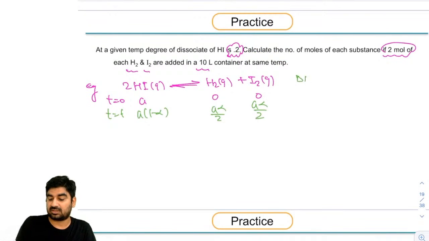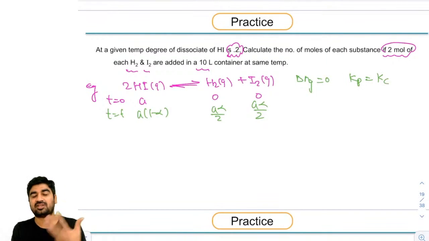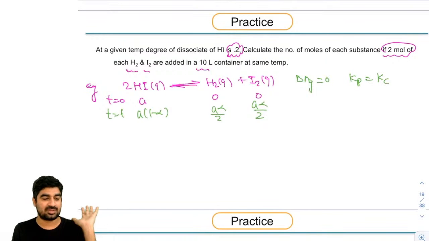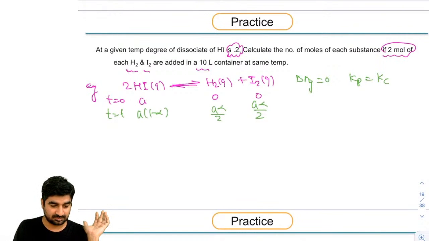So guys, for this reaction delta n g is 0, it means Kp will be equal to Kc. So whether you find out Kp or Kc, the value will be the same. Their magnitude will be the same.